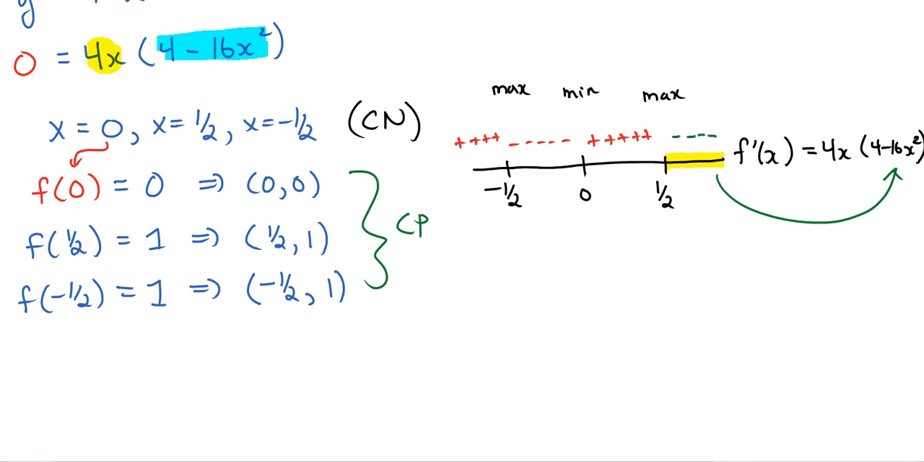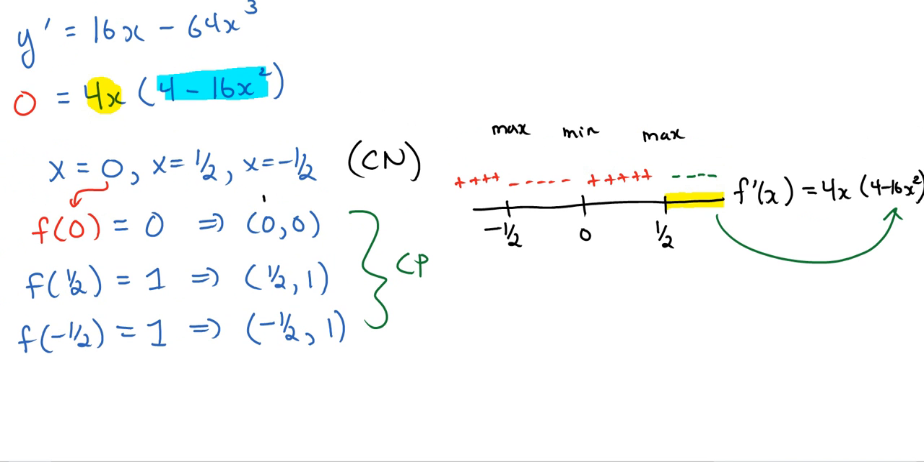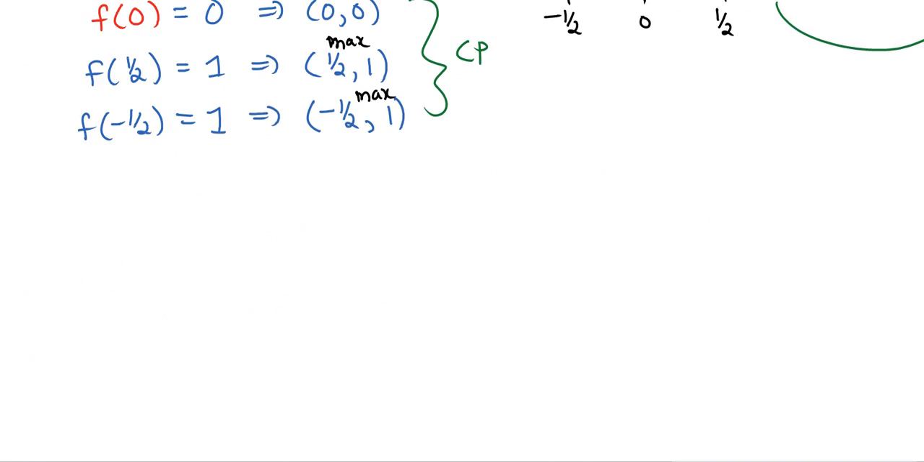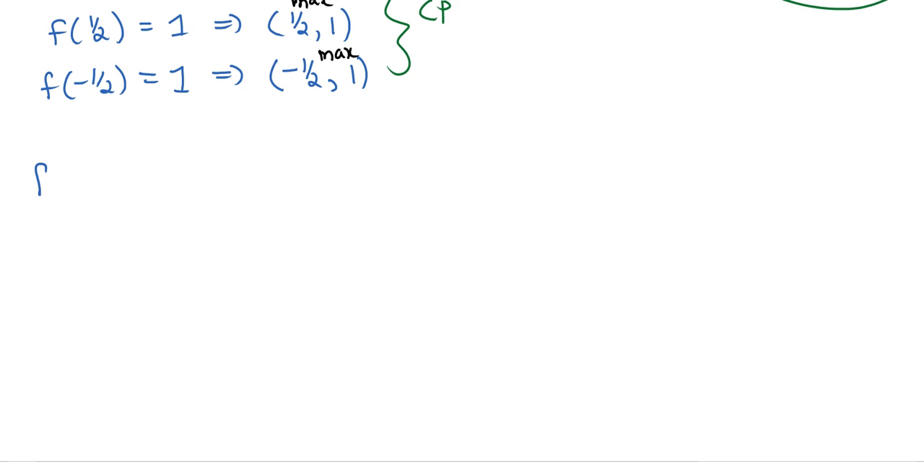Okay, so if I put those results back to my critical points, at (0, 0) I have a min, M-I-N. At (1/2, 1) I have a max, M-A-X, and at (-1/2, 1) I have a max as well. So there's my first derivative test. I've confirmed that I have 2 maxes and 1 min at my critical points. Alright, that's done. The next part is we need to find the second derivative.